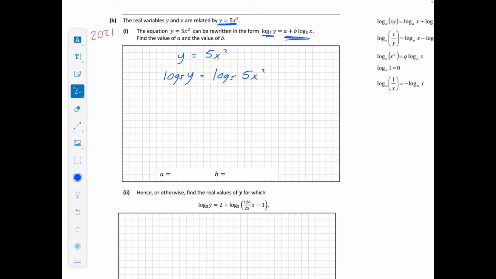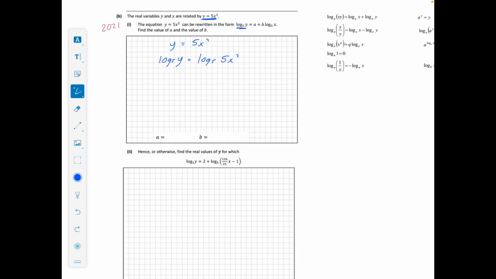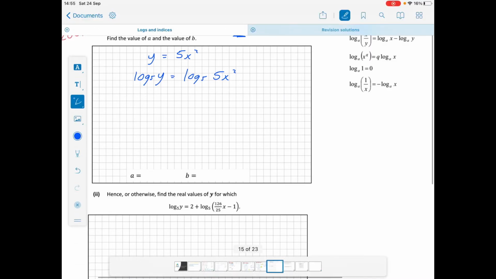Now, we have the left side here, so we're off to a good start. We need to end up with 2 things on the right-hand side, so this somehow needs to split into 2 things. I go to my rules and think, what could I possibly do? Right now I have log to base 5 of 5x squared.